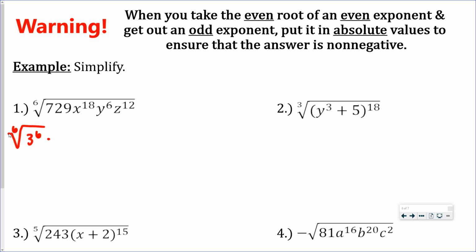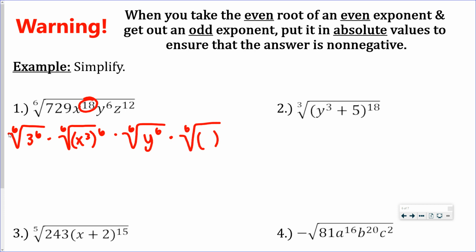Okay. How could I rewrite x with the power of 6? x to the 3rd, because 3 times 6 is 18. Are you good with that? y is already written as a power of 6. And z would be 2.